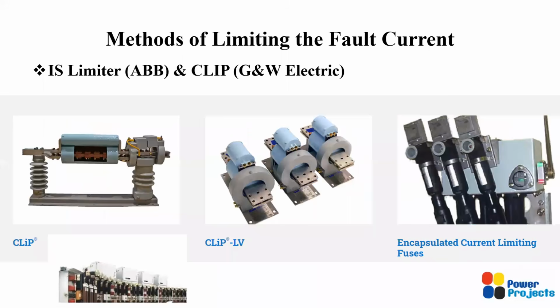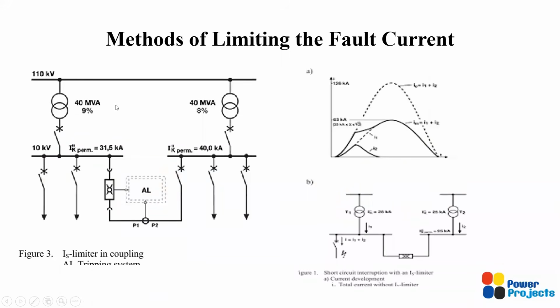There are other products which are available to limit the fault current in the medium voltage, which is the IS limiter, that is from ABB, that is the image at the bottom. And there is a similar product called CLiP, that's from G&W Electric. So basically this IS limiter is a fuse. If you want to operate two transformers in parallel, each transformer contributes some current.